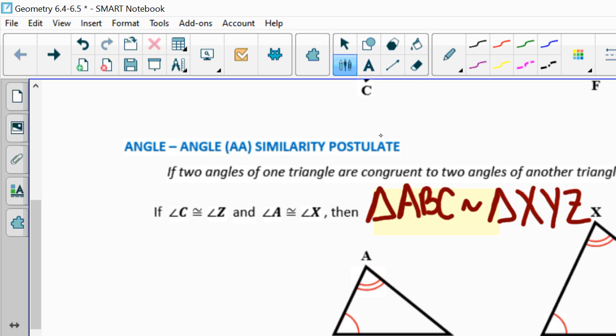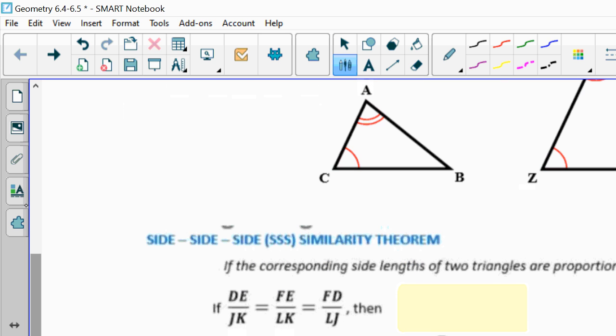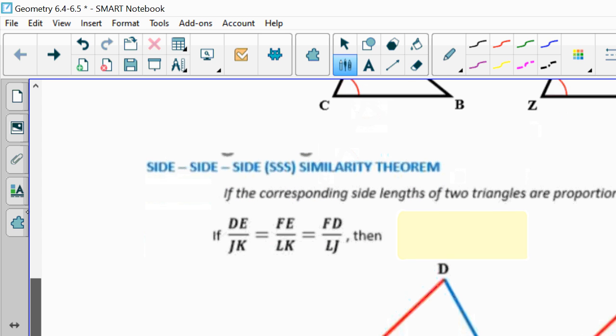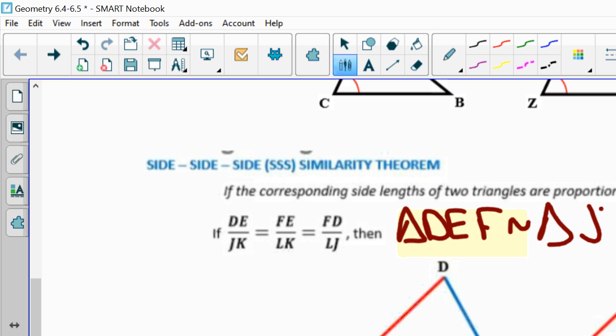The next similarity theorem is the side-side-side or SSS similarity theorem. This tells me that if the corresponding side lengths of 2 triangles are proportional, then the triangles are similar. So this tells you that if you know the 3 sides are proportional, you don't have to check the angles. Okay, so in these triangles, if DE over JK equals FE over LK is equal to FD over LJ, then I can say triangle DEF is similar to triangle JKL.